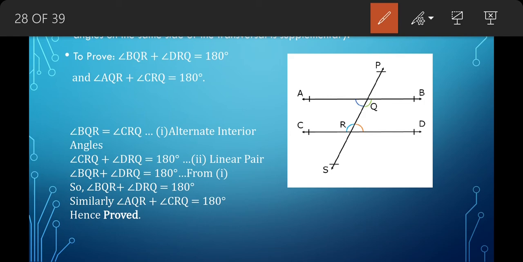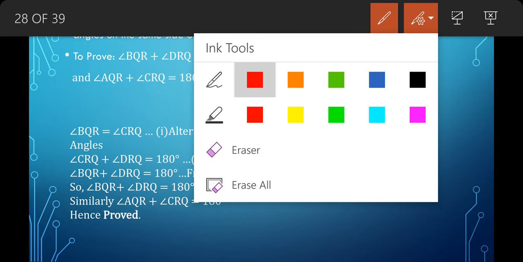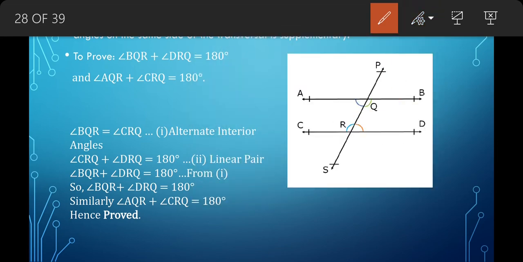Means if AB and CD are parallel lines, PS is a transversal, then PS forms AQR and CRQ on one side and BQR and DRQ on the other side. So you have to prove that AQR plus CRQ is equal to 180 degrees and BQR plus DRQ is also 180 degrees. So these two angles' sum gives you a straight angle, that is 180 degrees, we have to prove.